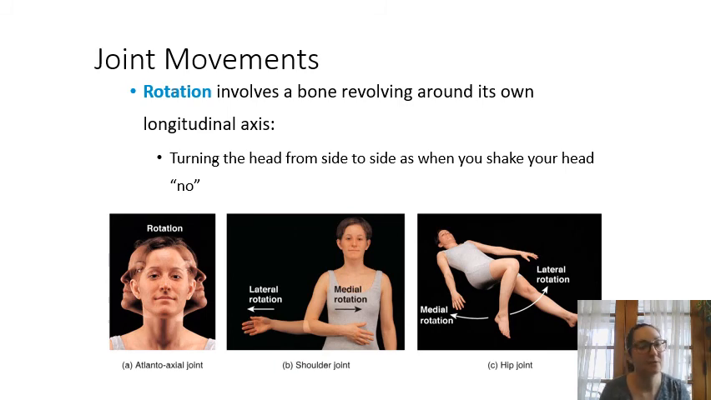Okay, so circumduction is a little bit different from rotation. Rotation involves rotating around its own axis. So rotation of the head, right? We can do rotation of the head by turning it side to side. I can rotate my arm, I can rotate my leg, in addition to circumducting. So rotation is a more central movement around one central axis.